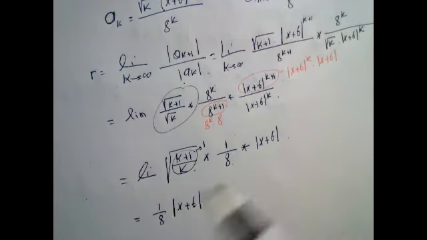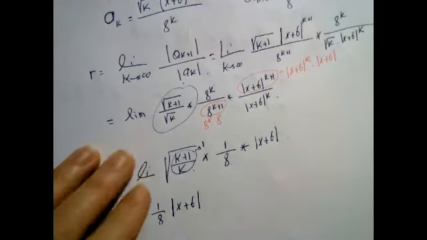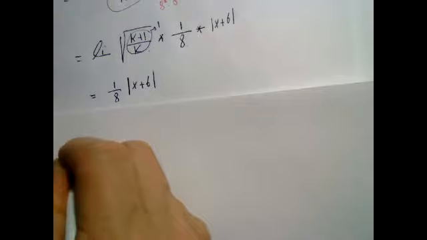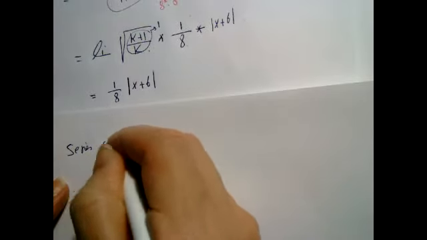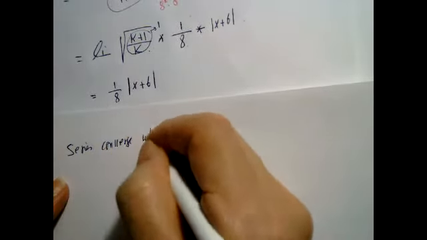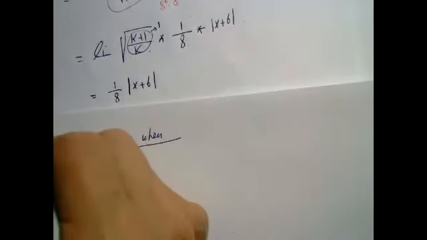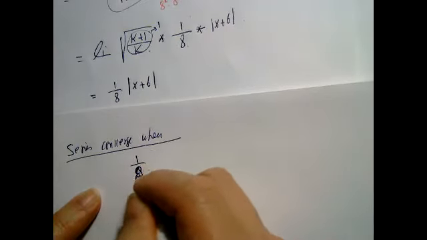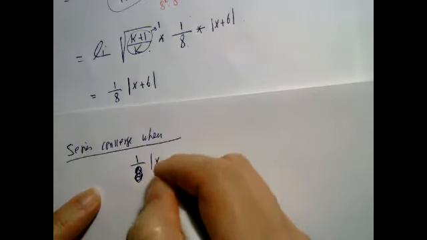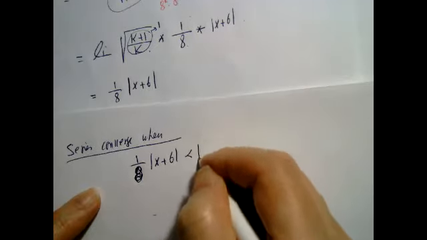And now the ratio test tells me every x that makes this ratio less than 1 will make the series converge. So that's when we start using the ratio test. So the series converges when 1 over 8 times the absolute value of x plus 6 is less than 1.